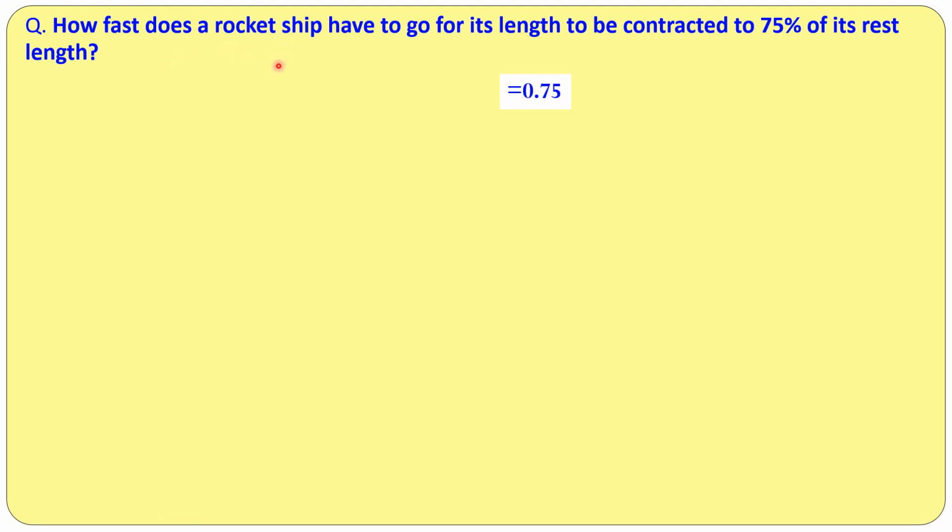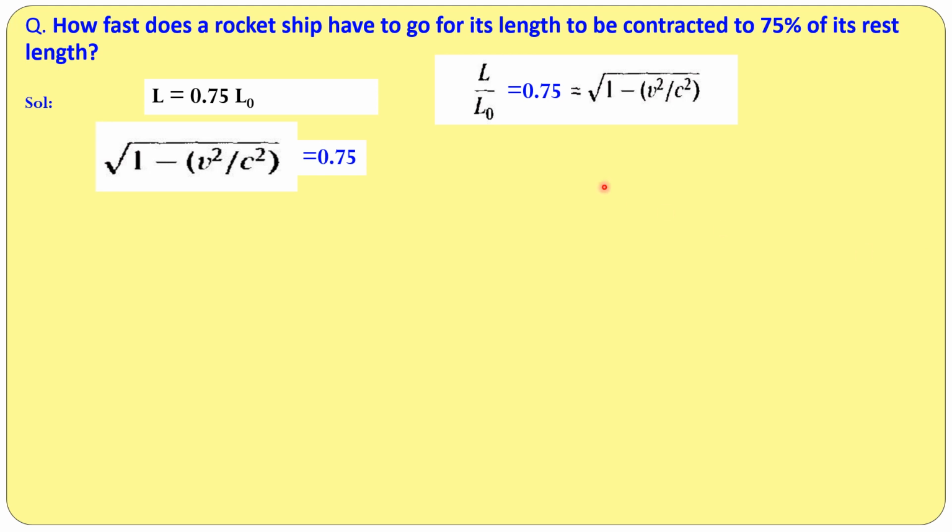How fast does a rocket ship have to go for its length to be contracted to 75% of its length? So here L equals 0.75 of its original length, L naught. If we put it in the formula, L equals L naught root of 1 minus v square by c square, so L by L naught is 0.75. So root of 1 minus v square by c square equals 0.75. If we solve it by squaring both sides, we will get v square by c square, and now v will be 0.67 c.